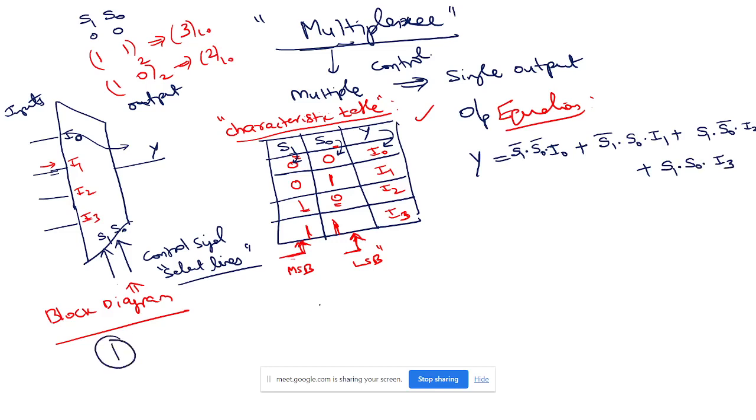So there are three ways of understanding a multiplexer: in terms of block diagram, in terms of characteristic table, and in terms of equation. Depending on the problem, you can think in one of these ways and then try to obtain the answer.